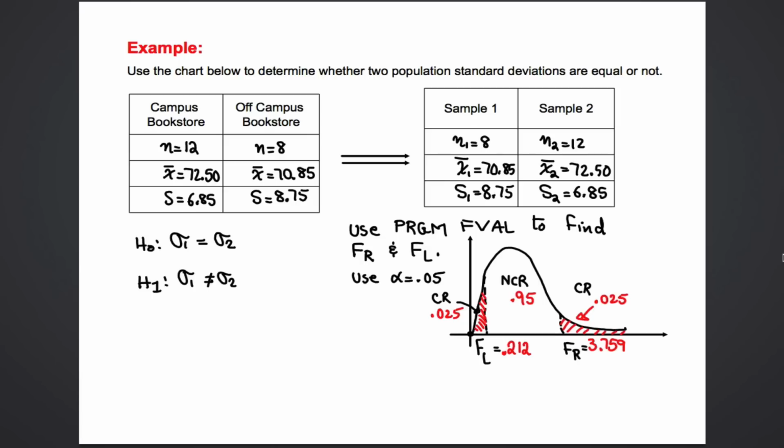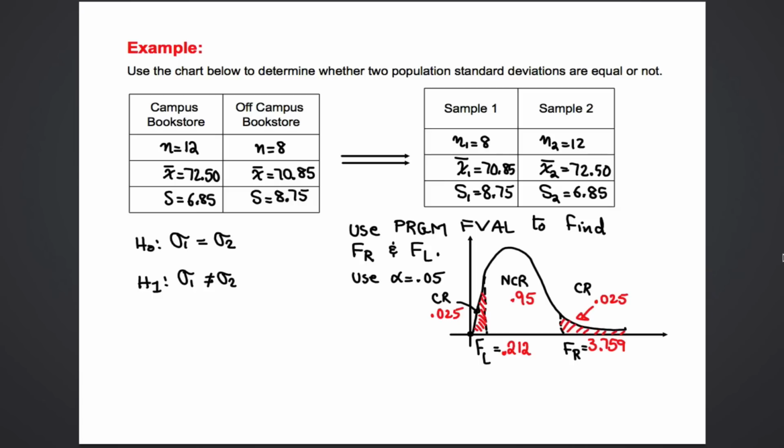Now, we use the program fval to find FR and FL. So the numerator degrees of freedom will be 7, and the denominator degrees of freedom will be 11, and the right critical value will be 3.759, always 3 decimal places.